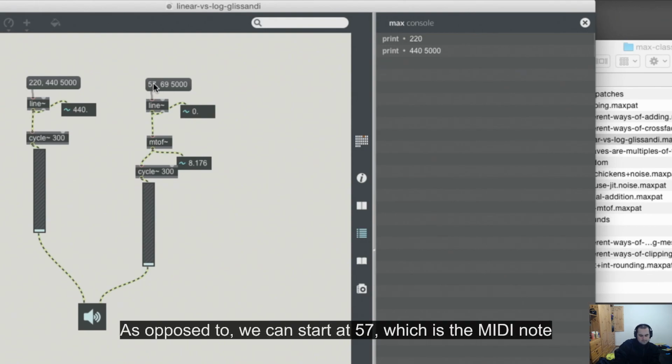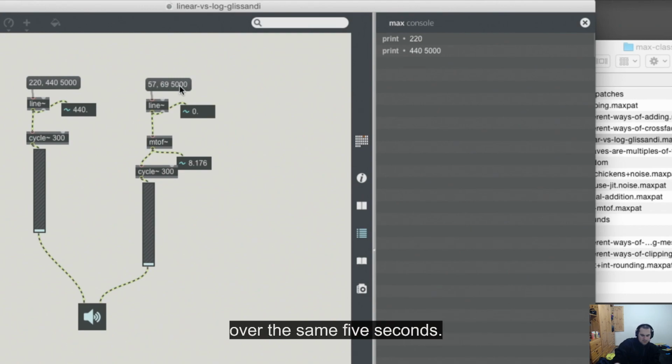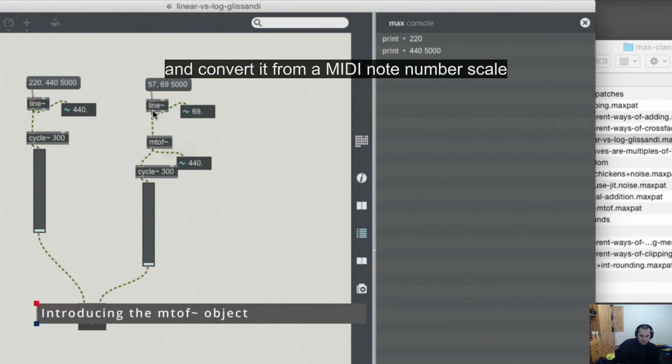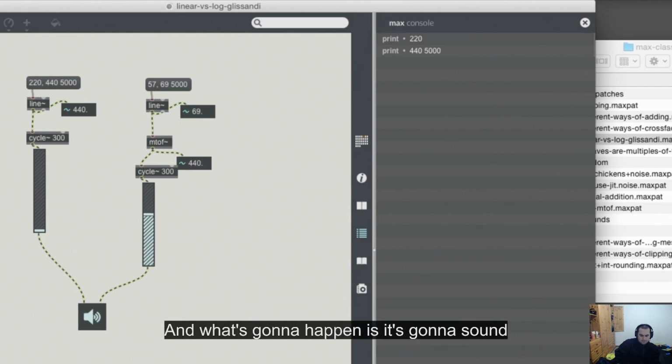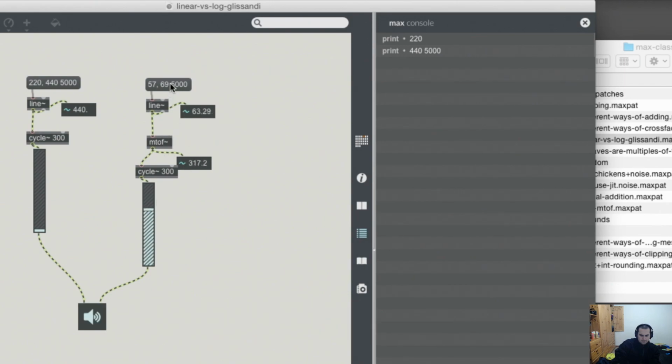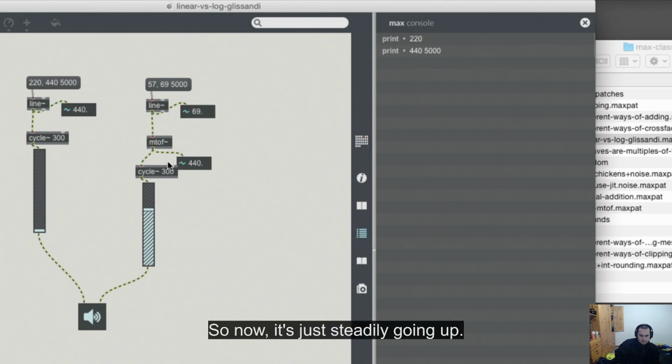As opposed to, we can start at 57, which is the MIDI note that corresponds to 220 hertz, and end up at 69, which is the MIDI note that corresponds to 440 hertz, over the same 5 seconds. And you can see it's going up 57 to 69 over these 5 seconds. But then we're going to take each of those numbers and convert it from a MIDI note number scale to a frequency and hertz scale. And what's going to happen is it's going to sound like a more smooth glissando. So now it's just steadily going up. So it sounds more linear.